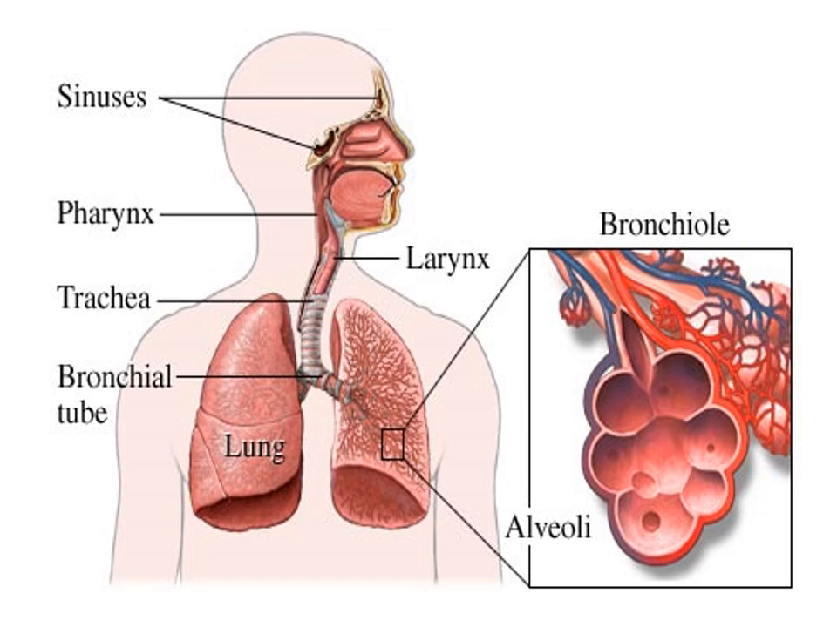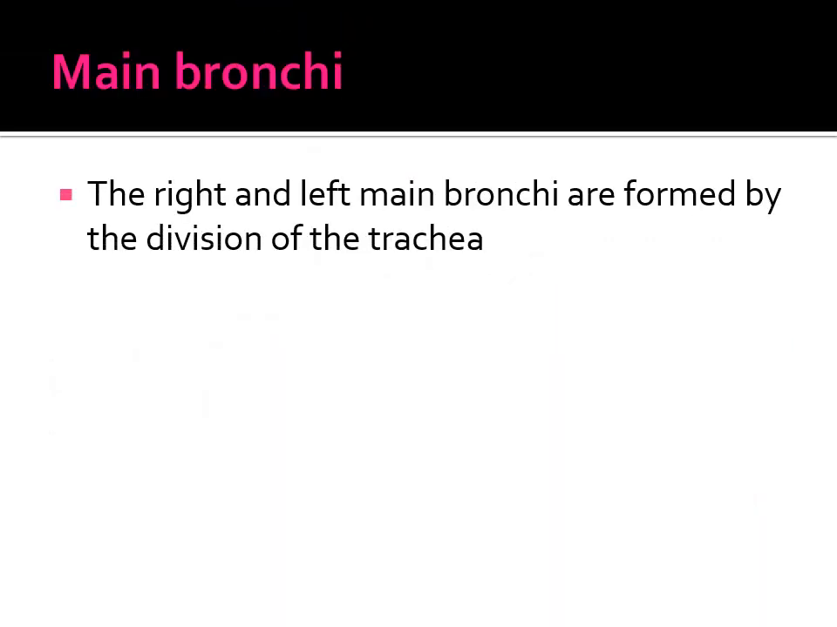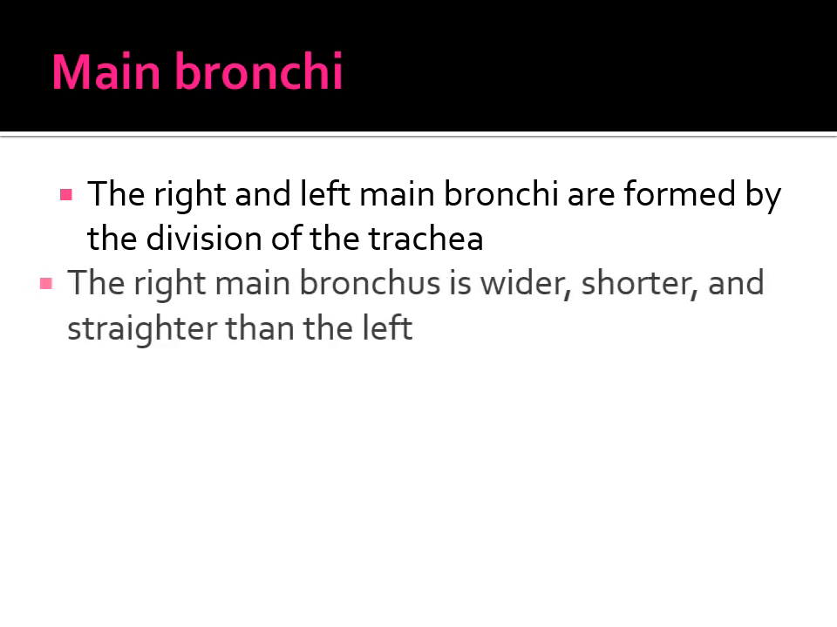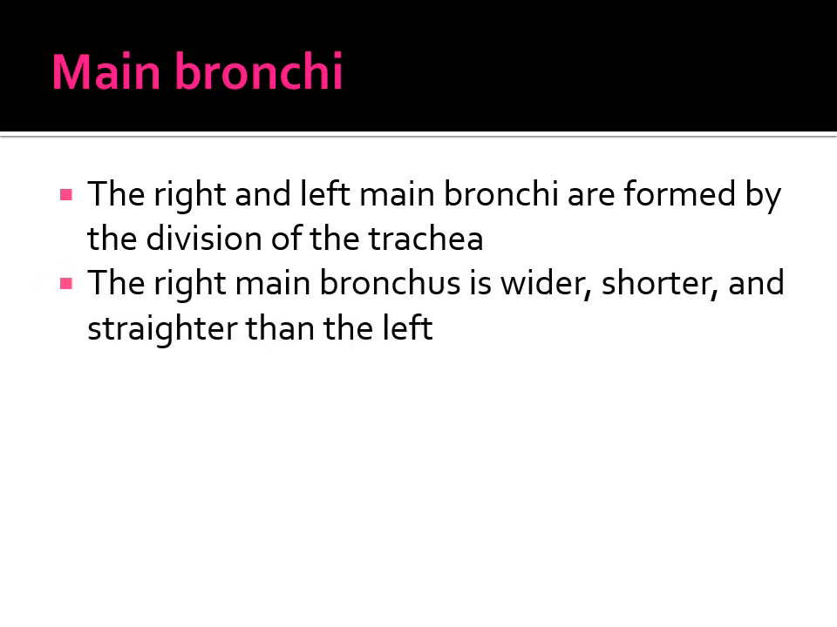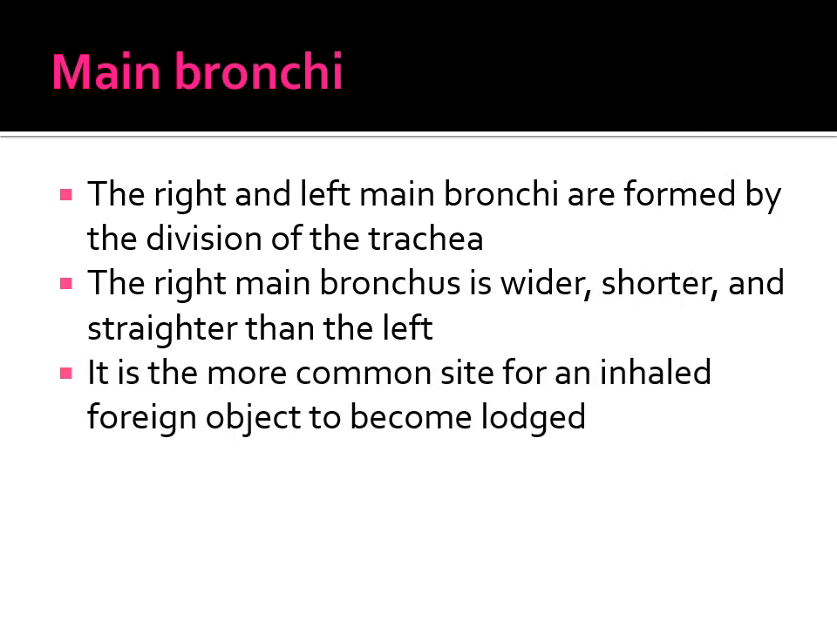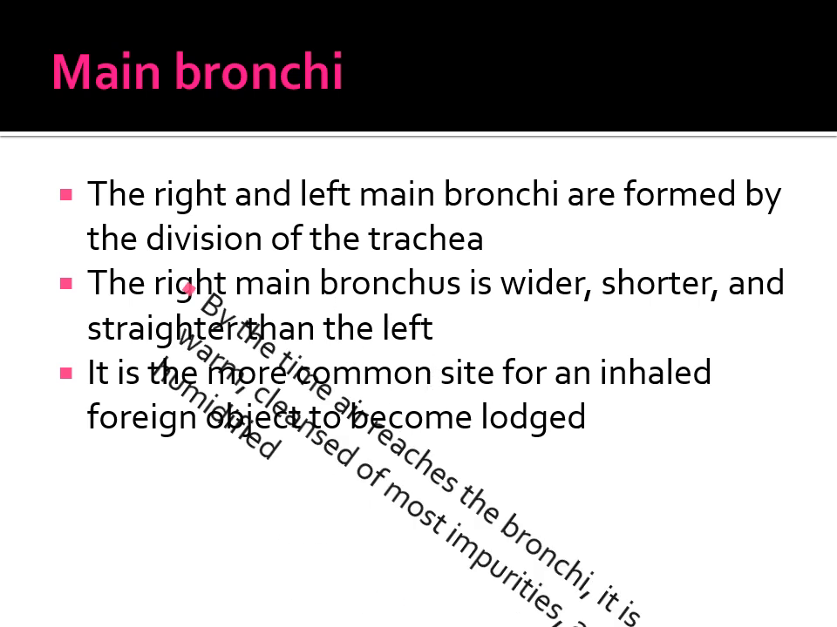So these are the sinuses, the pharynx, larynx, the trachea, the bronchial tube, the lungs, and then of course the alveoli. The main bronchi, the right and left main bronchi, are formed by the division of the trachea. The right main bronchus is wider, shorter, and straighter than the left. It is the more common site for an inhaled foreign object to become lodged.